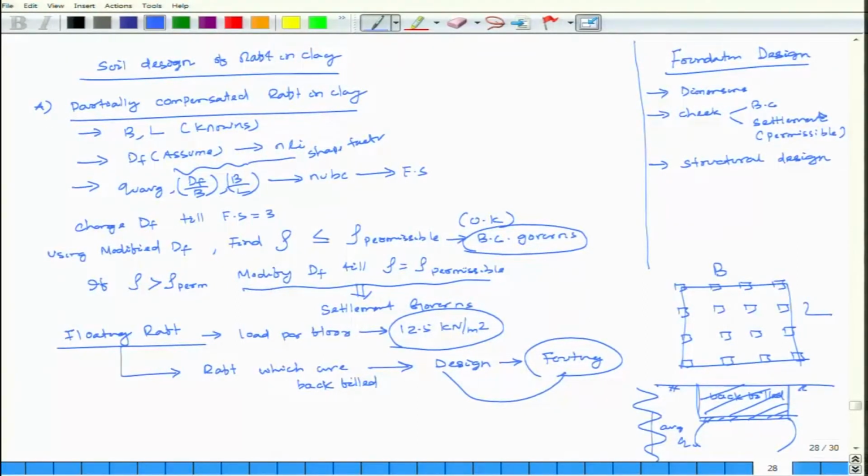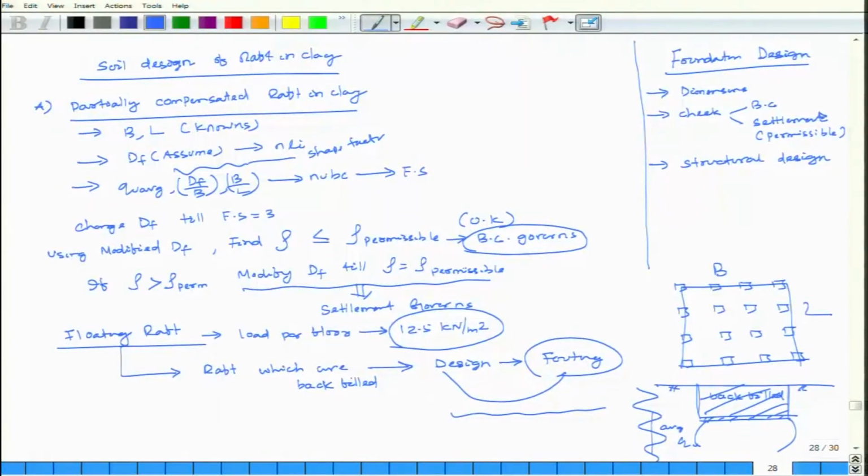Then there is a floating raft. For a floating raft, if load intensity is not given and there are multi-story buildings, then the load per floor is 12.5 kilonewton per meter square. Rafts which are backfilled are called floating rafts, and they should be designed as per my earlier one, as per your footings.